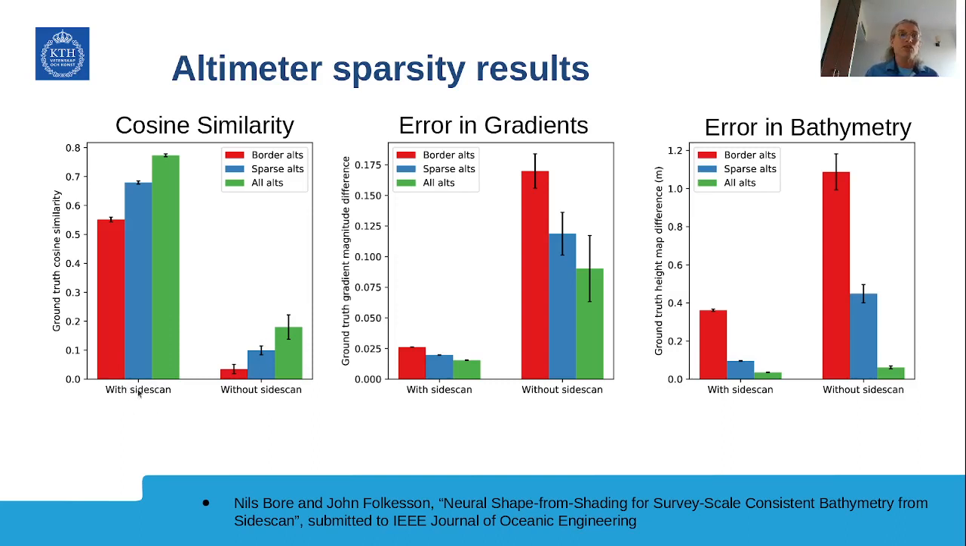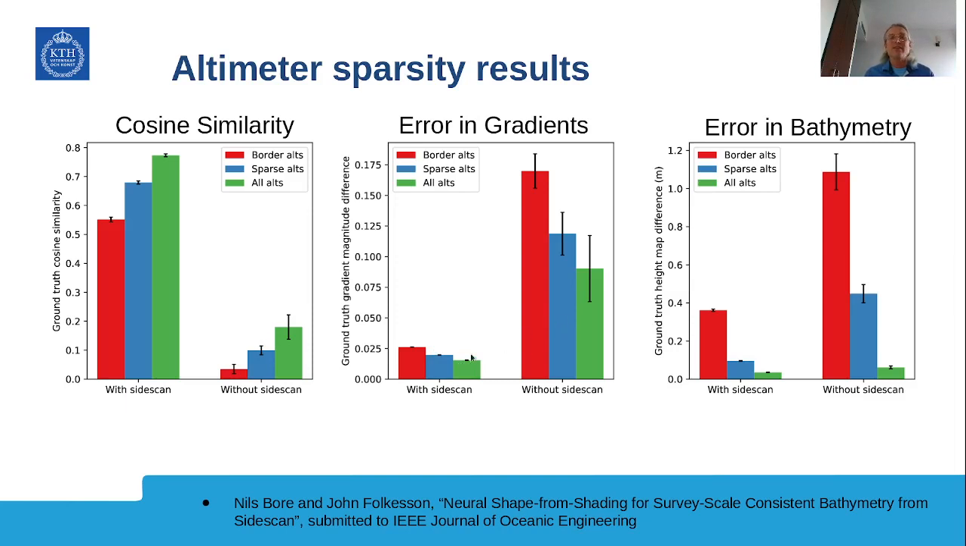this is actually showing that the sidescan is helping too, because it's not only showing different amounts of sparse data, but also with and without sidescan. So you might think, wait a minute, if you put that much sparse depth in there, you could just interpolate between them and probably get a pretty decent map. This is showing that that's not exactly true.